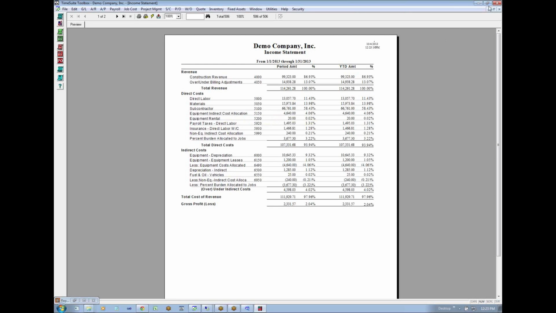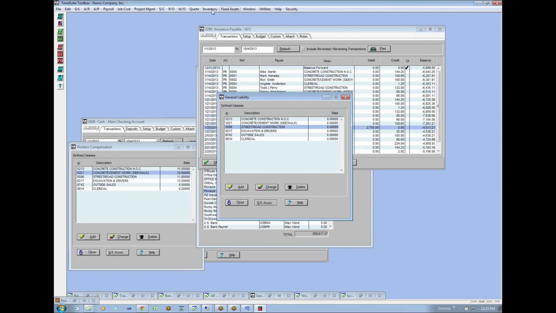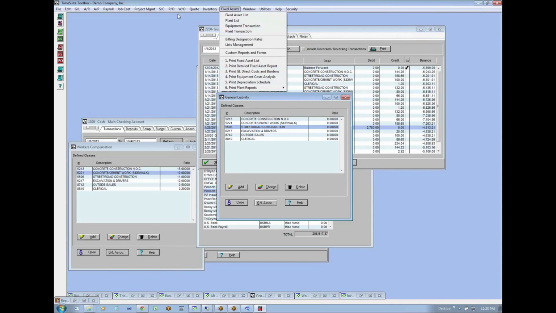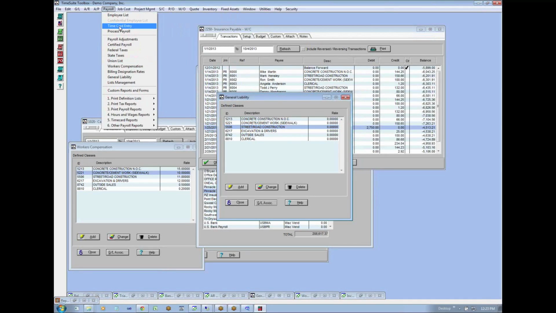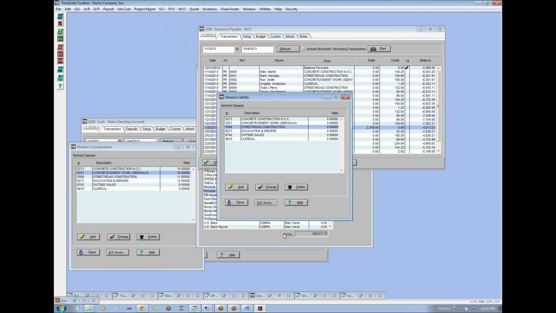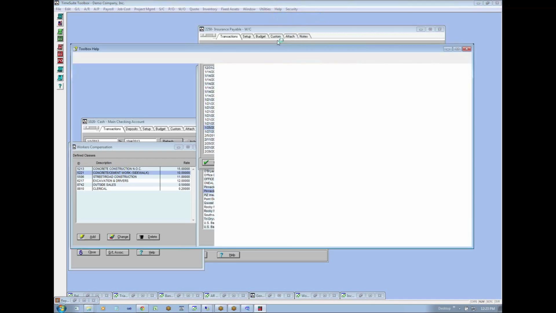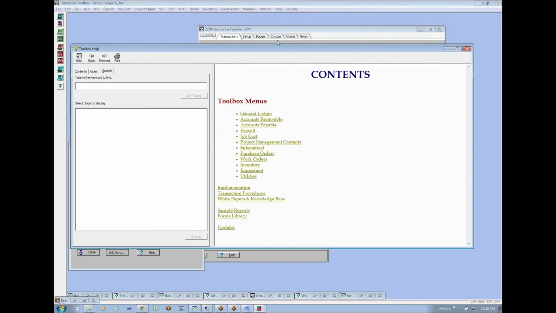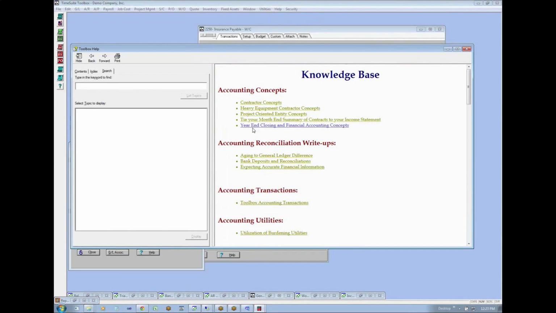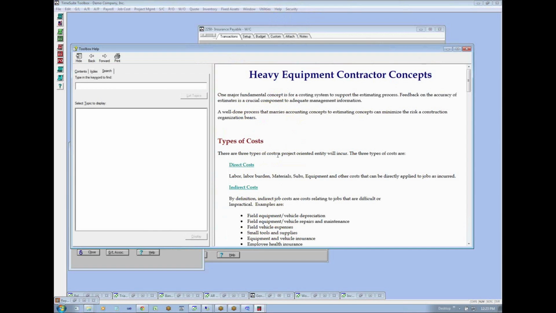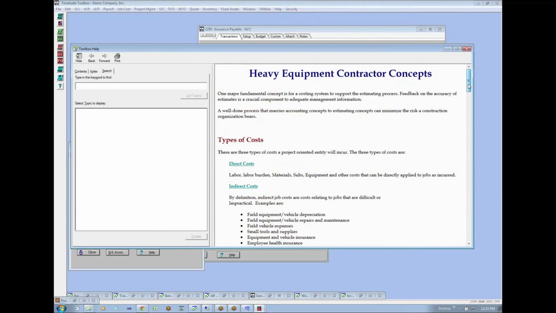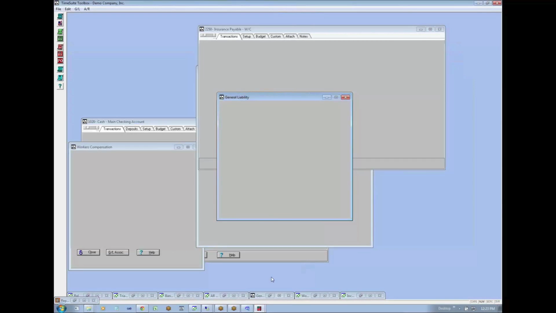This can be done through an equipment transaction, or it can be done through payroll. And on the time cards, you'll have your piece of equipment items on there. On the heavy equipment, there's a document under the help screens that lays out the concepts. So if we go to white papers and knowledge base, and we can say heavy equipment contractor concepts, and it's a good synopsis of what you're up against.